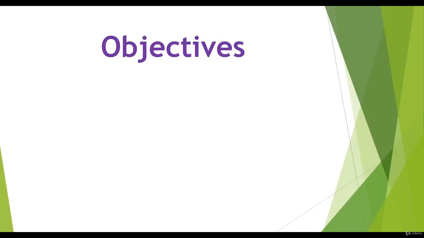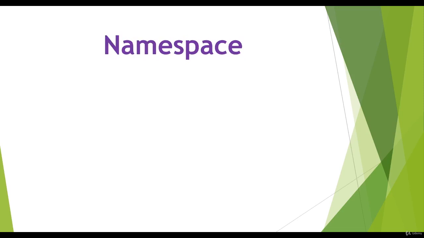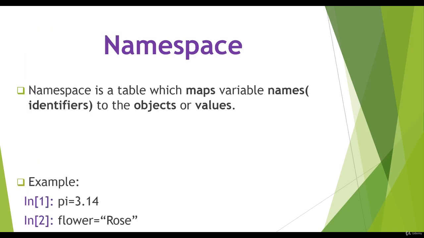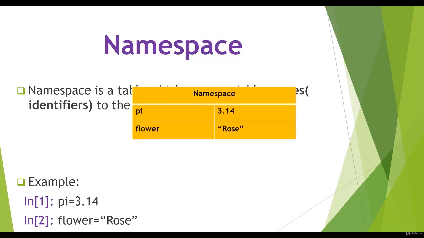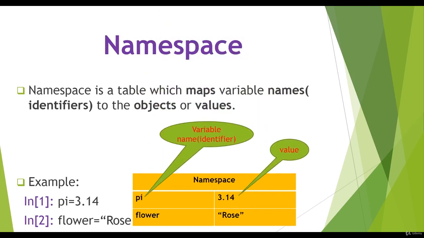The objective of this session is to learn about what is namespace and the scope rules. Namespace is a table which maps variable name or identifier to the objects or values. In this example, I have assigned 3.14 value to variable pi and the string rose to variable flower. It creates a namespace where the left hand side is the variable name and right hand side is the value.